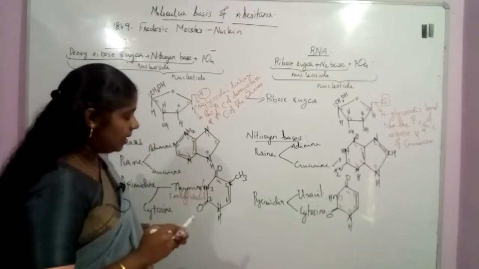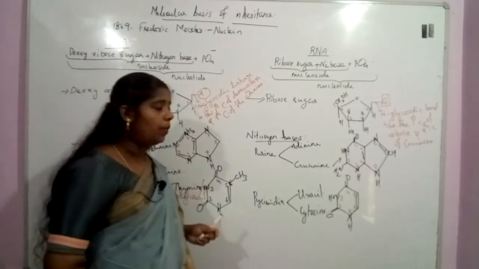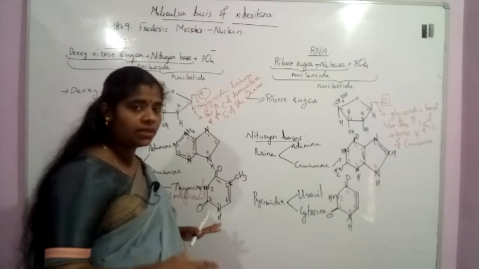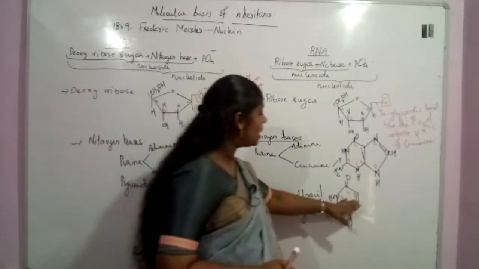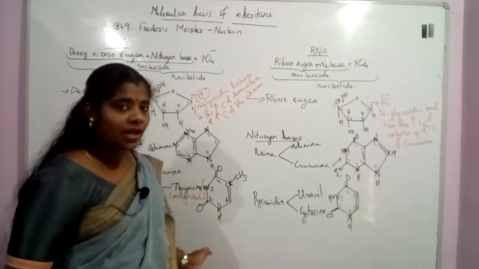Is it clear? This is the thymine uracil formula. Looking at thymine and uracil, there is not much difference. Only at the 5th carbon atom there will not be a methyl group in the case of uracil, but it will be present in the case of thymine.